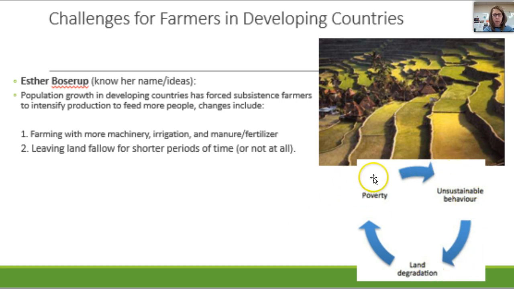Now, over here, we're going to talk about a couple of these vicious cycles that happen, and this is one of them. So you've got poverty, not enough food. So you've got unsustainable behavior, which is using some of these fertilizers and things that are going to deplete the land eventually, and also just farming too much, not allowing it to regenerate itself. So that's unsustainable. It's going to lead to land degradation, which is of course going to lead to more poverty, and so it just continues that cycle.